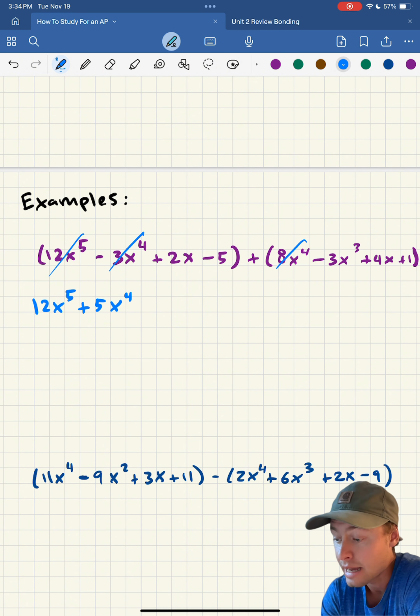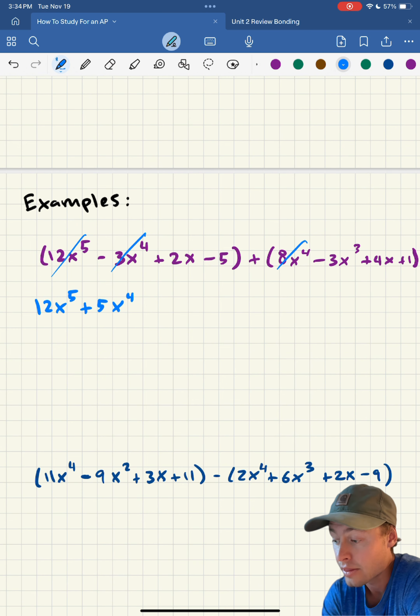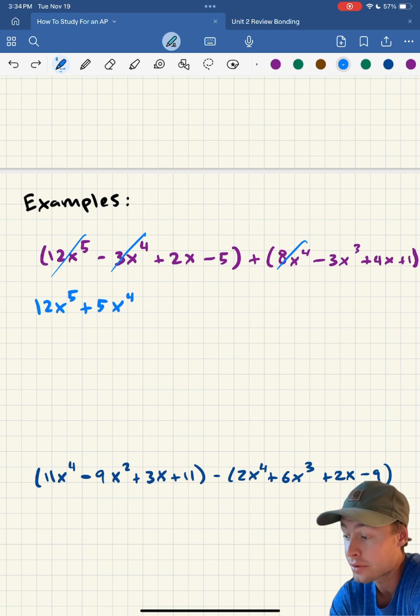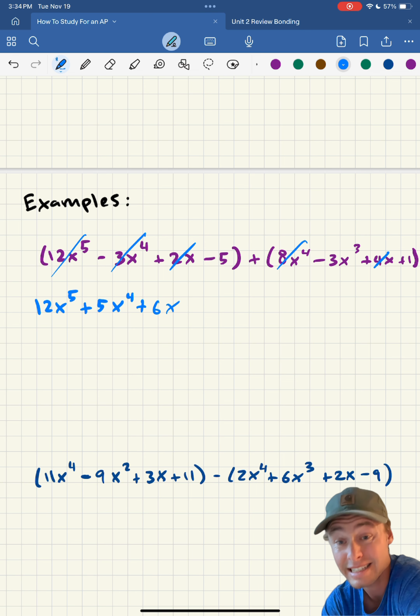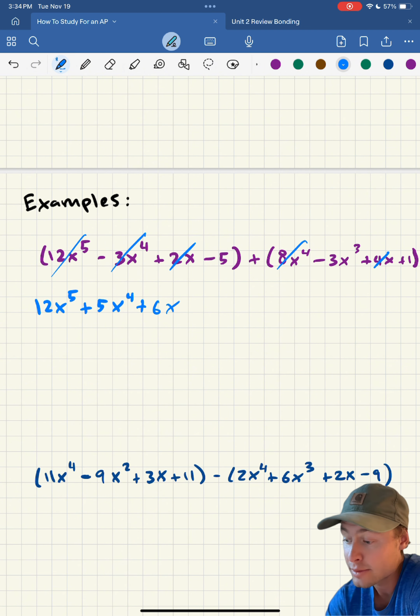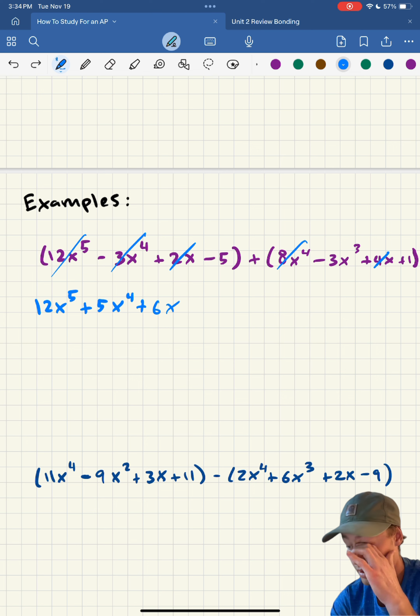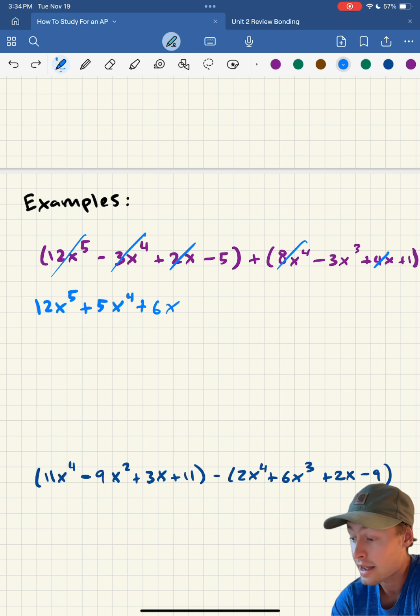The next thing I'm looking at is my 2x, okay? On the right-hand side, do I see anything with just an x to the power of 1 like I have right here? Yes. 4x. 2x plus 4x is 6x. So 2x and 4x are 6x. And now I'm to my constant, which is just the number. There's no variable attached to it. Negative 5, and on the right I see a positive 1. Negative 5 and plus 1 are minus 4.